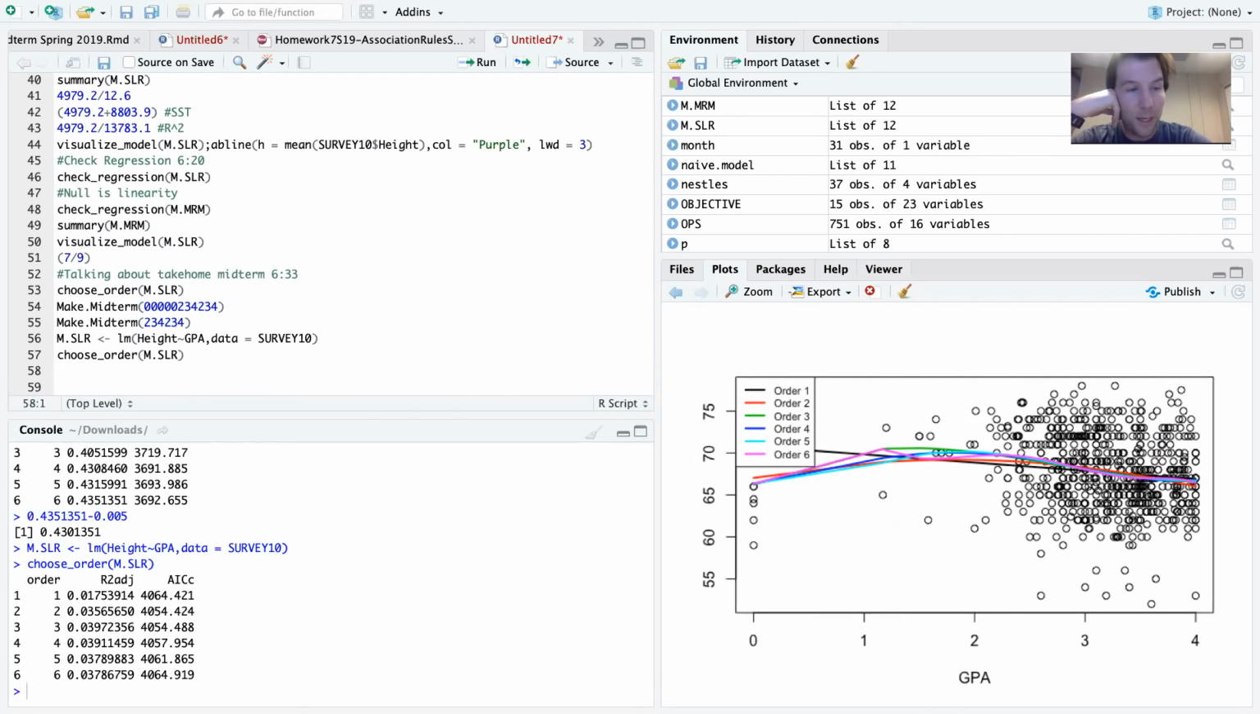Does anyone see where the highest R-squared is? Where's the highest R-squared adjusted? Step one is to find the highest R-squared adjusted. I'm going to ask a different question right after that again. Step one is to find the highest R-squared adjusted.